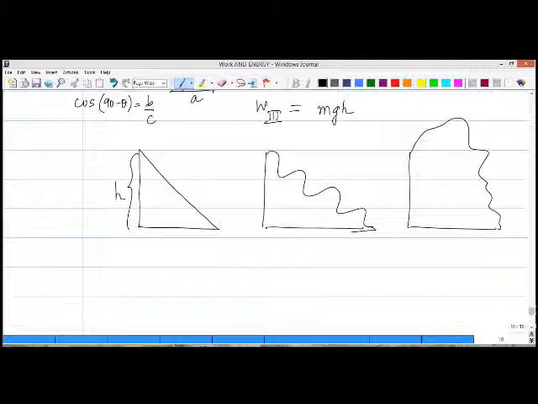Alright, so something very useful: work done by gravity simply depends on the height h, and also the fact that gravity is a conservative force. Alright, so in the next video we'll verify if friction is a conservative force or not.